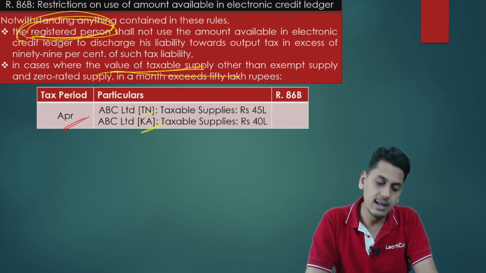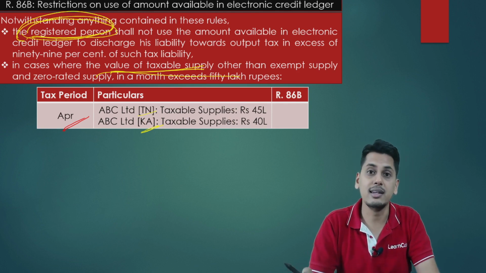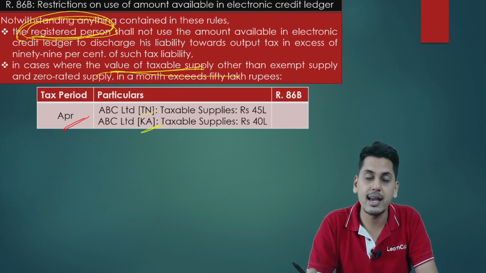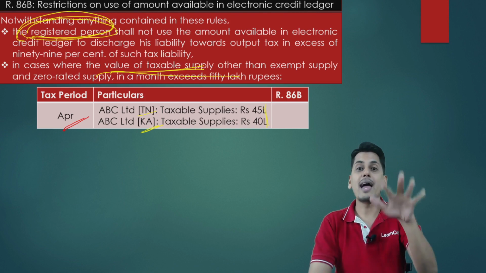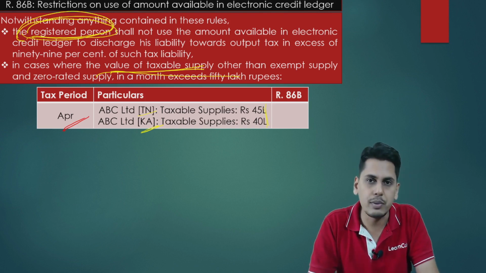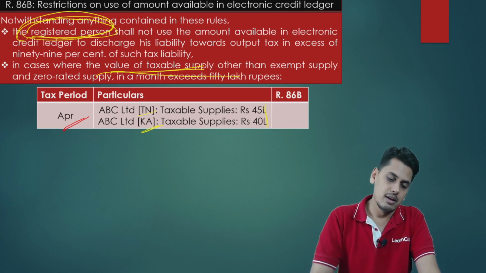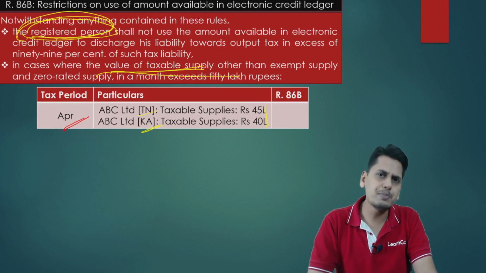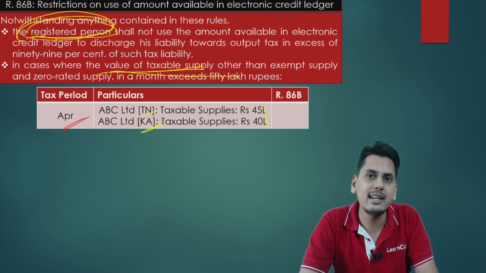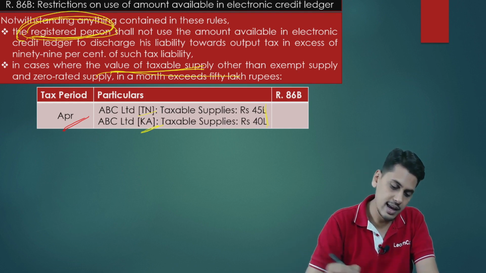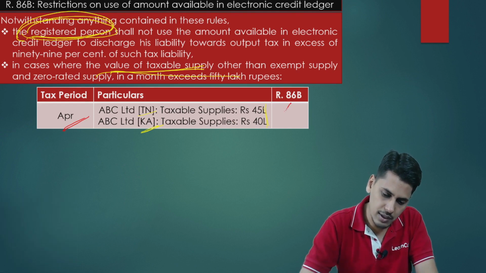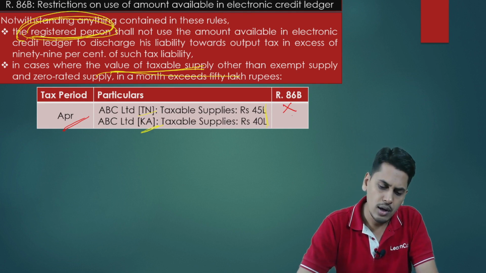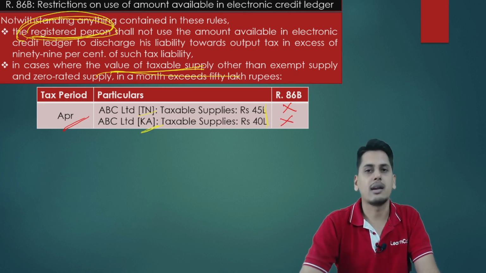So therefore friends, this limit of 50 lakh rupees needs to be looked at GSTIN wise and not PAN wise. Although this person, ABC Limited, has PAN based turnover that crosses 50 lakh rupees, friends, the GSTIN's turnover for this particular tax period doesn't exceed 50 lakh rupees. So therefore friends, 86B is not applicable, neither in Tamil Nadu nor in Karnataka.